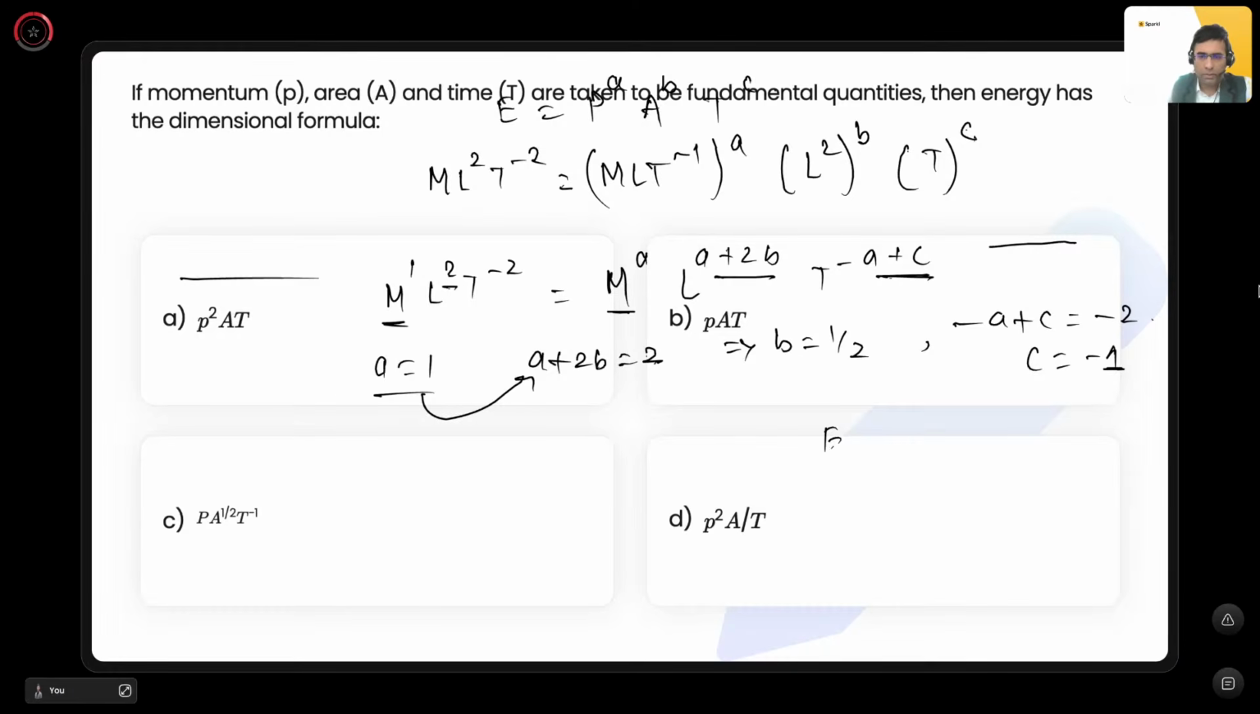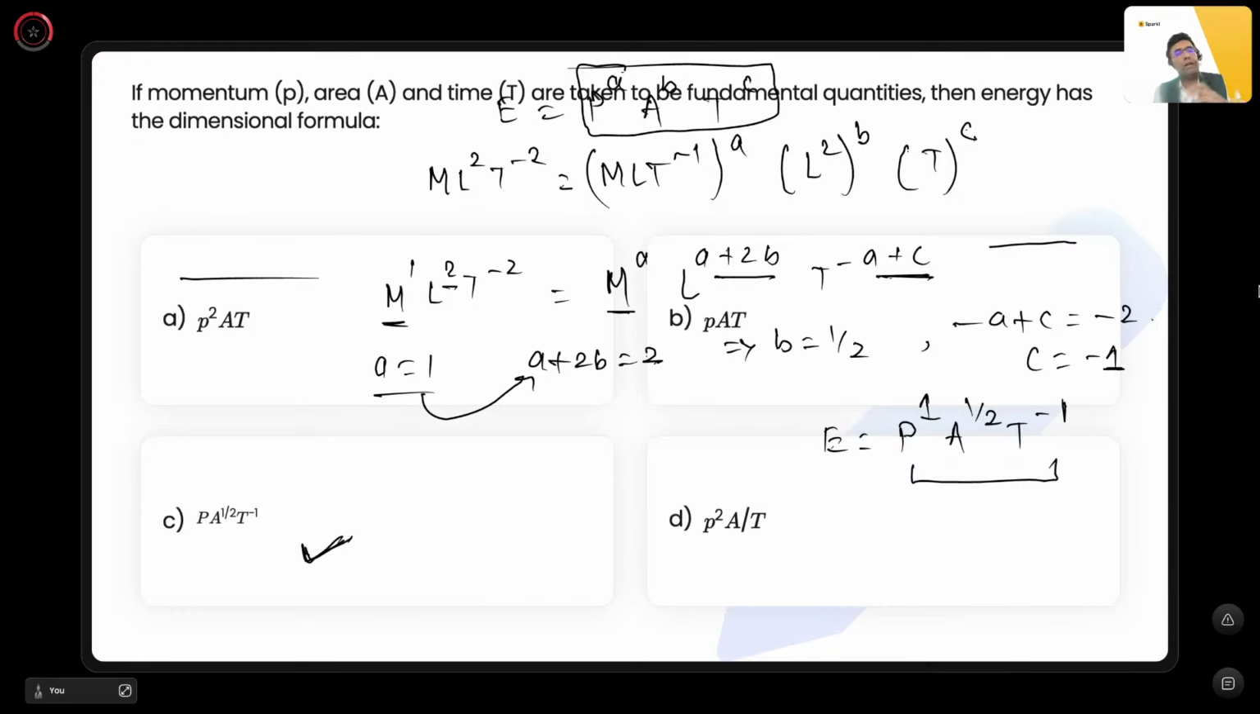So E becomes, put the powers in this main equation that we had assumed: momentum to the power 1, area to the power 1 by 2, and T to the power minus 1. So we have this option over here. So again, a standard question, but you have to do it carefully, and you have to practice this. And in such questions, you should not make mistakes, because literally everyone will do this question.